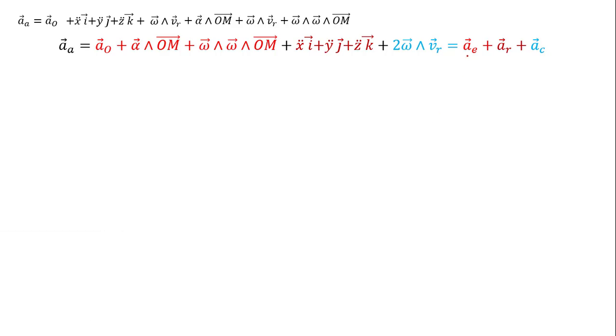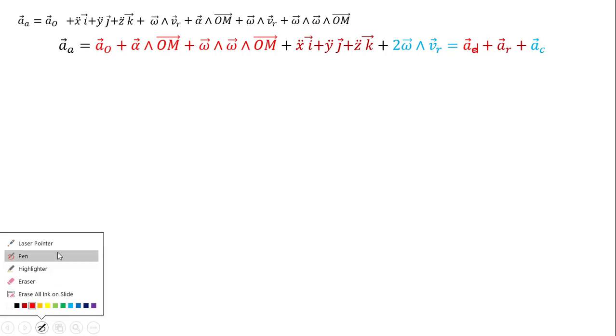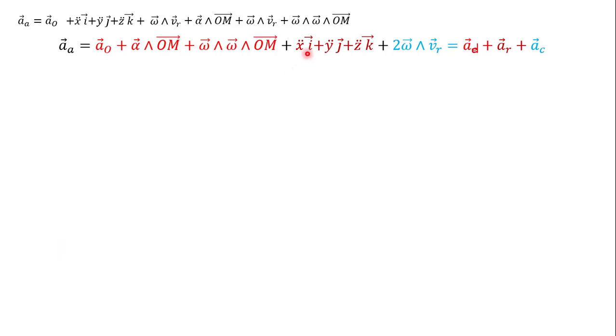In French, we say that this is l'accélération d'entraînement. In English, we say that this is the driving acceleration, so it's AD. And we can see that x double dot i plus y double dot j plus z double dot k is equal to AR, the relative acceleration. And we see that we have an extra term, an additional term that can be identified as the Coriolis acceleration.